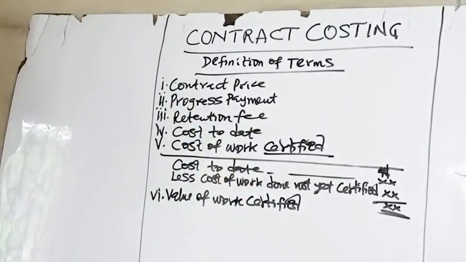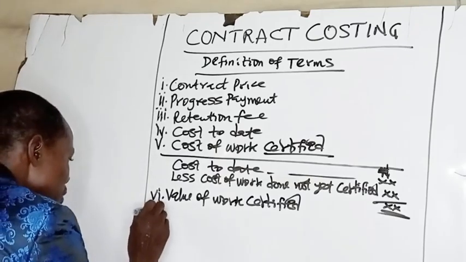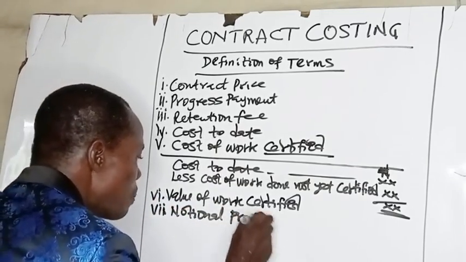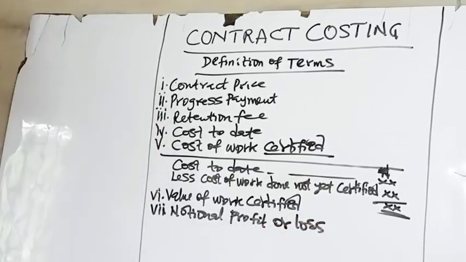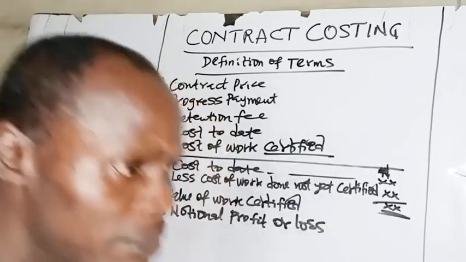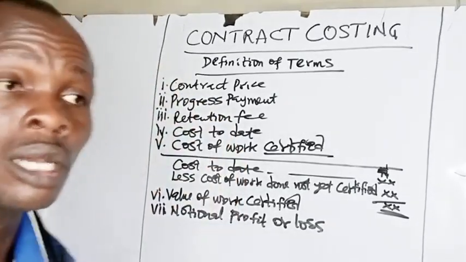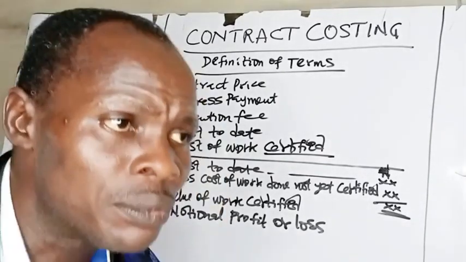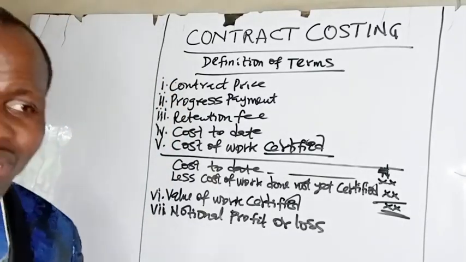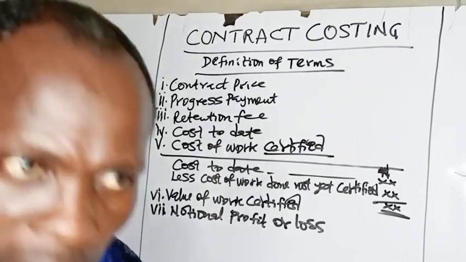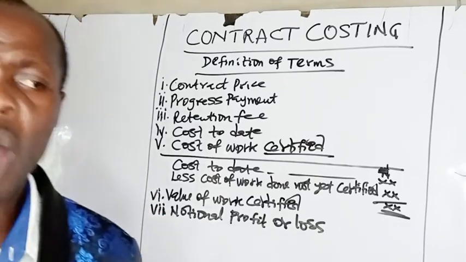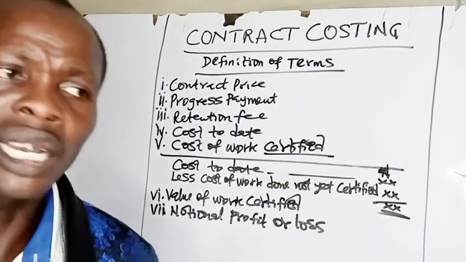Number seven, we have notional profit or loss. It could be a profit or it could be a loss. This is the profit or losses earned on the contract to date. It is the difference between the value of work certified and the cost of work certified.